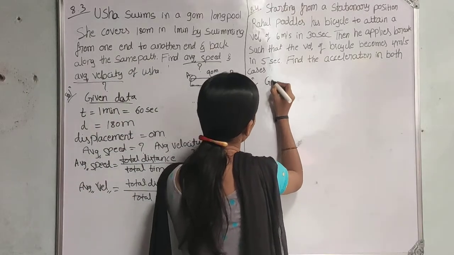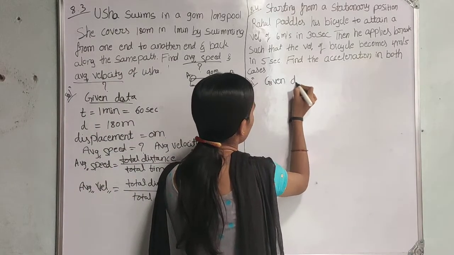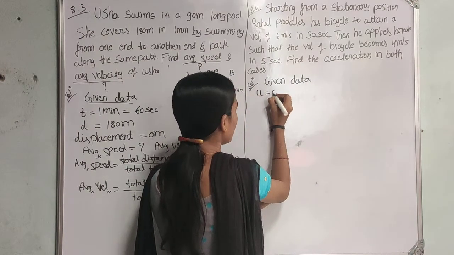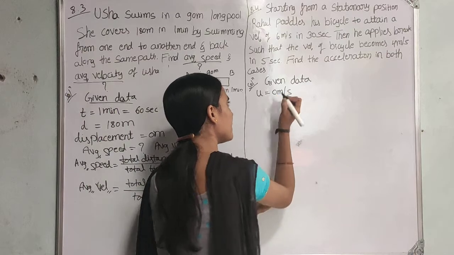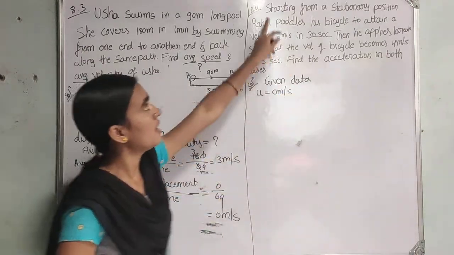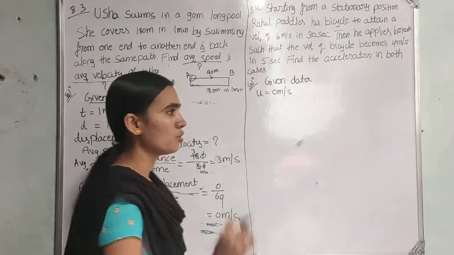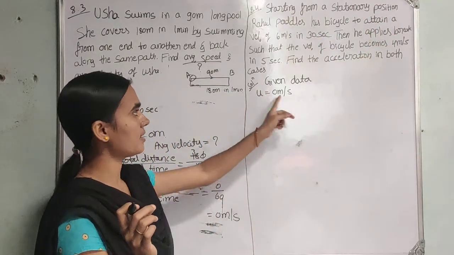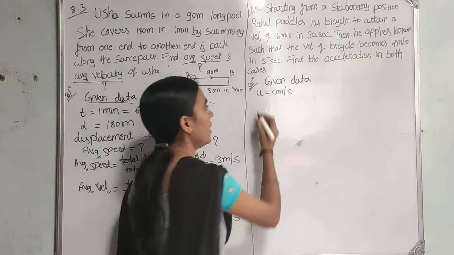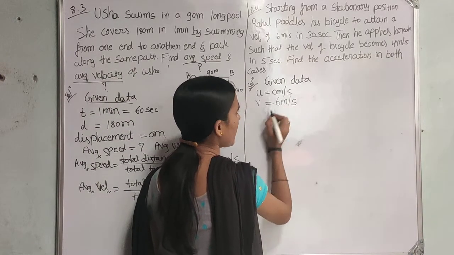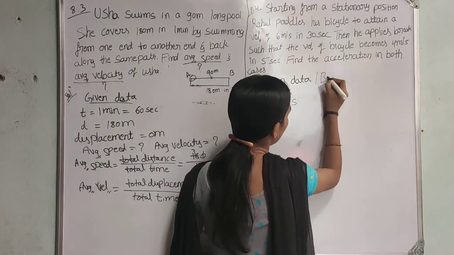So given data, this is very important, you must write the data. So first, initial velocity u is equal to 0 meter per second. Why? Because from stationary is nothing but a rest. So because of the rest we are writing 0 meter per second, and its final velocity is 6 meter per second. So just write, before applying the brake.